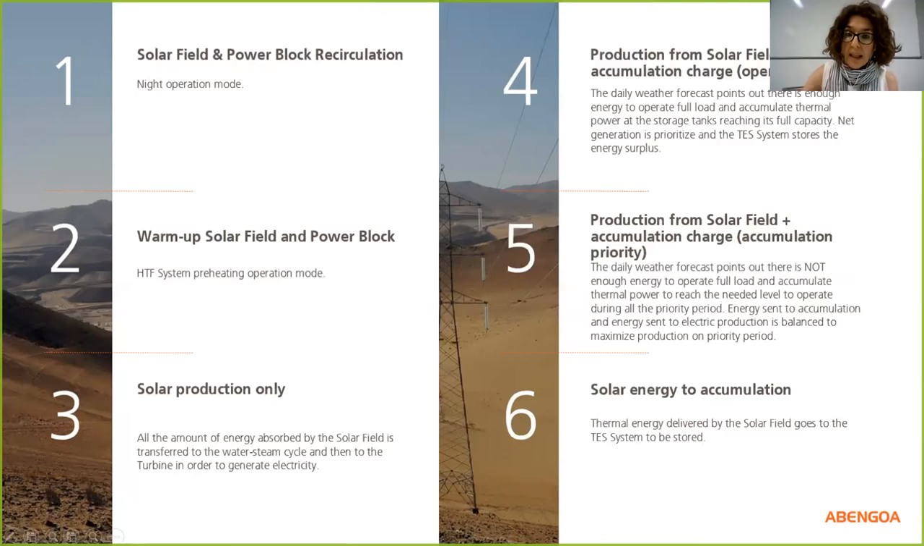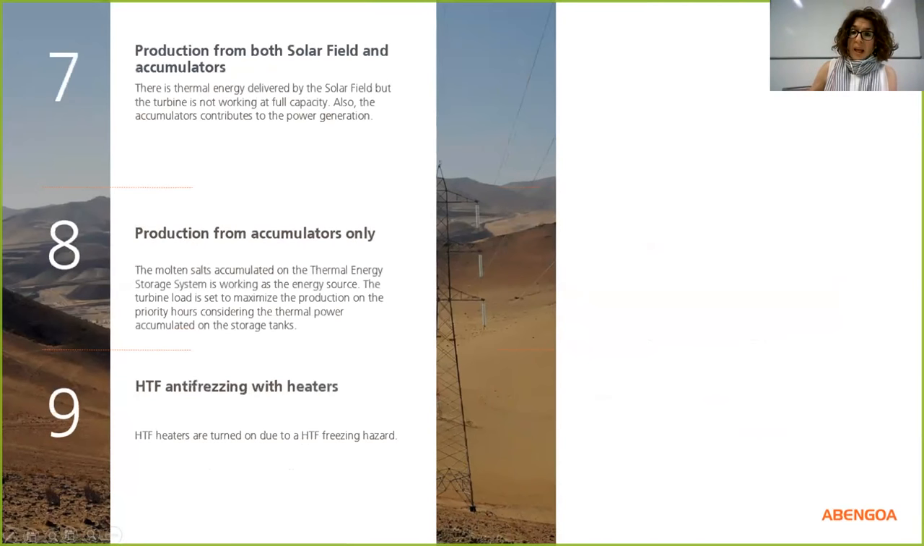The sixth mode of operation is energy to accumulation. All the energy in the solar field goes to the storage system. And at the end of the day, we have production from both the solar field and the TS system. There is thermal energy delivered by the solar field, but the molten salt system contributes to the power generation.